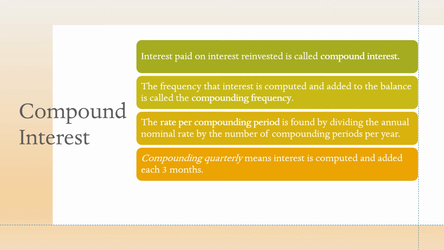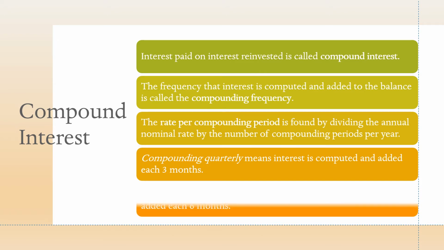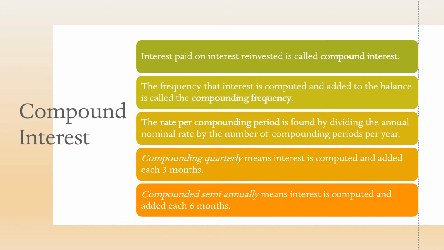If it says compounding quarterly, then the period will be 4, because it is added once in 3 months. So you are adding 4 times a year, so the compounding period will be 4. If it says it is compounded semi-annually, then you are doing it every 6 months. That is, you are doing it twice, and hence that frequency will be 2.